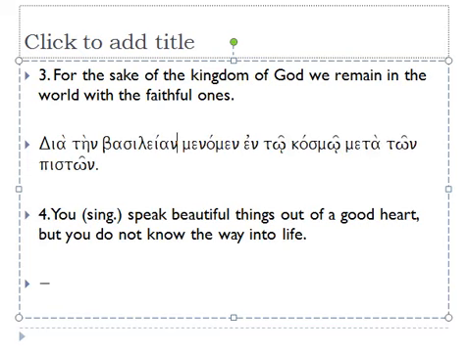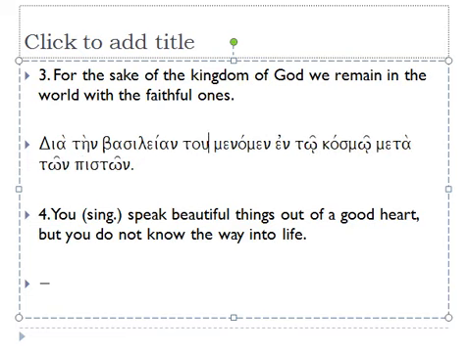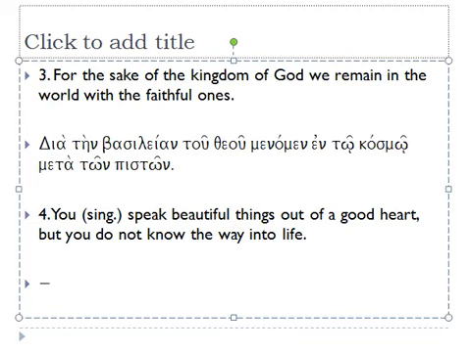Whose kingdom? Of God. In Greek, just God in the genitive would do. So we could write dia ten basileian theou, or again, more idiomatically, tou theou. Menomen en to cosmo meta ton piston. I think that's right.